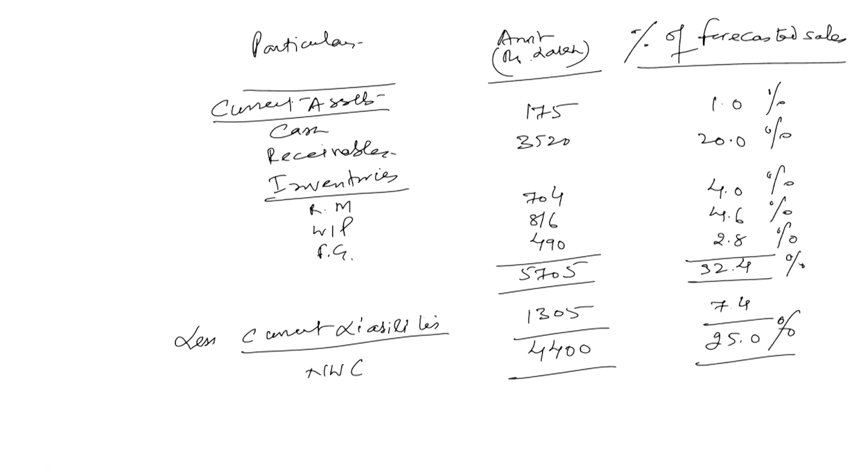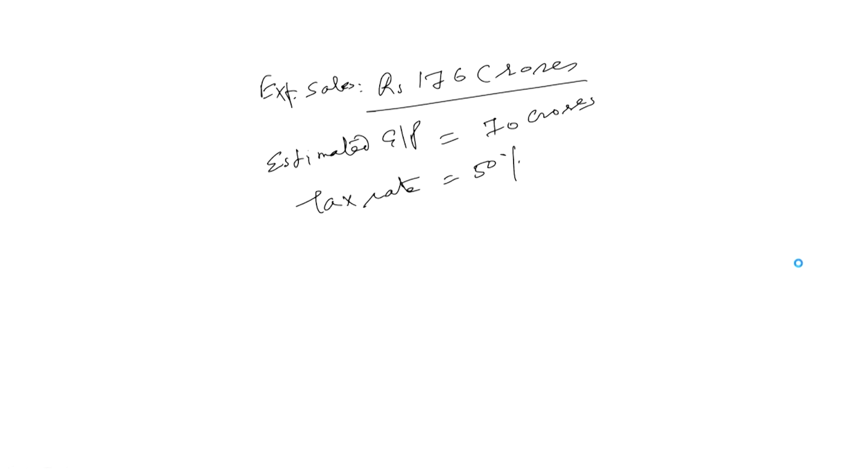What is the situation in this company is that this company has the total expected sales of 176 crores in the coming year, and then the profit is 70 crores in the coming year, that is of the forecasted sales, and tax rate is 50% as we have seen in the previous slide. The problem in this company is that this company is suffering from continuously lost sales.